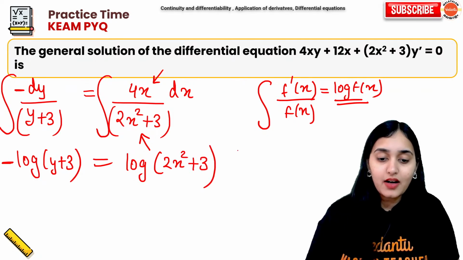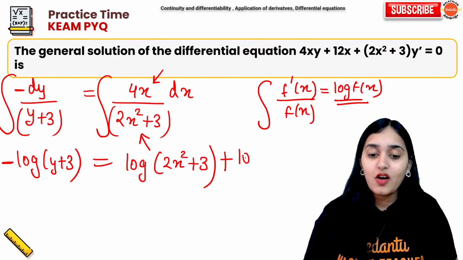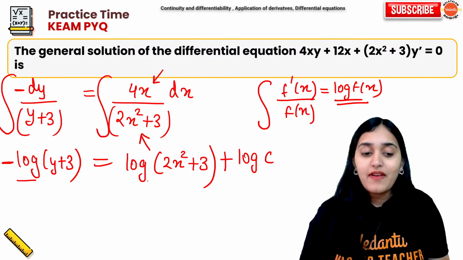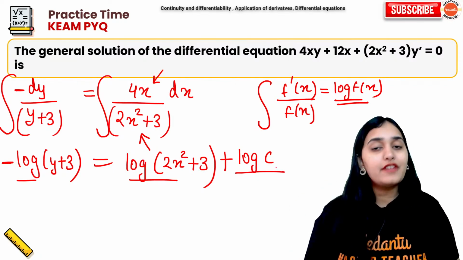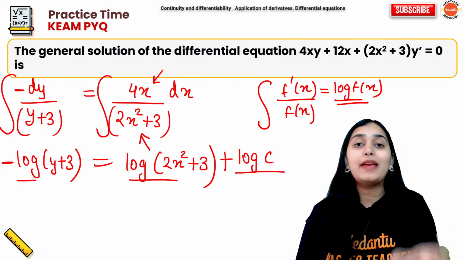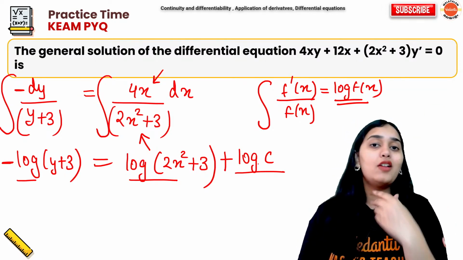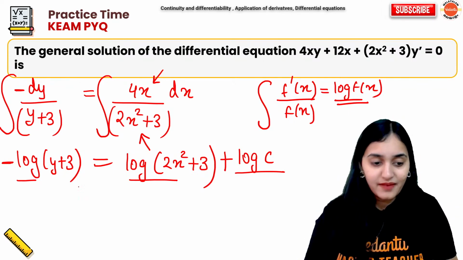Now you also have to add the constant. What is the constant? So we will add log c. Why are we adding log c? Because whenever you are getting log on both the sides, add the constant also as log, because then only you will be able to apply the formula for log. C can be anything. It can be sin c, log c, cos c. It is just a constant. It can be anything.